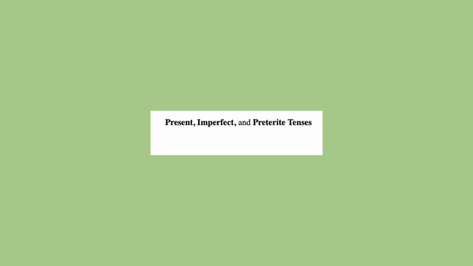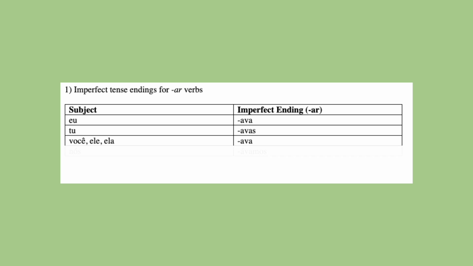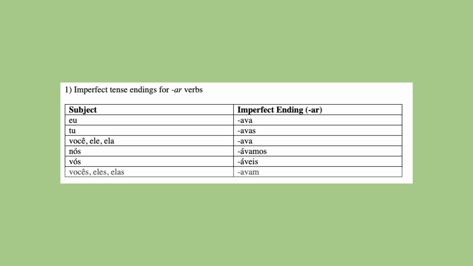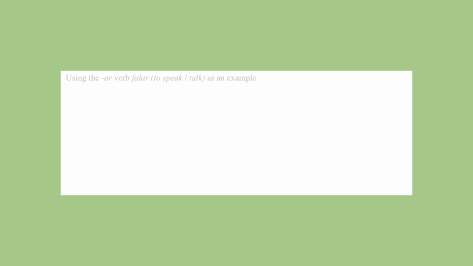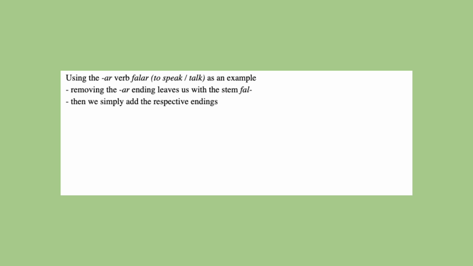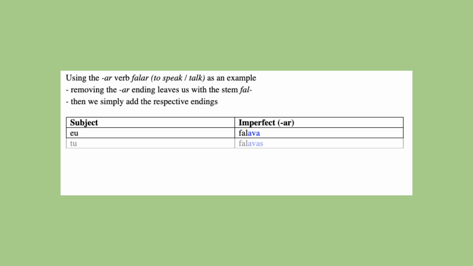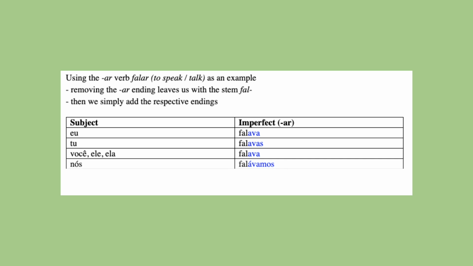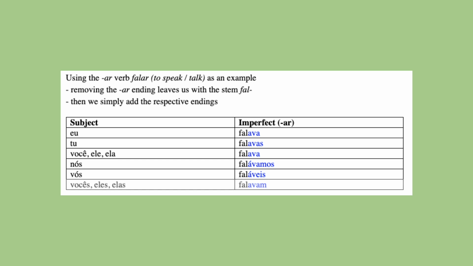Under the imperfect, as well as the present and preterite, we remove the infinitive ending of the verb and then add the respective endings to that stem. The imperfect endings for AR verbs are ava, avas, ava, ávamos, áveis, avam. So for the verb falar, we remove the AR ending, giving us the stem fal, and to this we add the imperfect endings afterwards. Falava, falavas, falava, falávamos, faláveis, falavam.